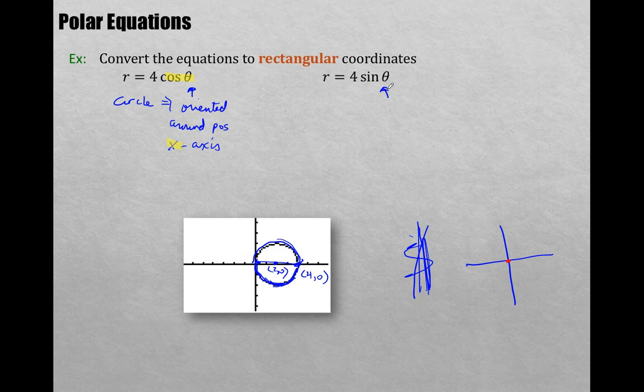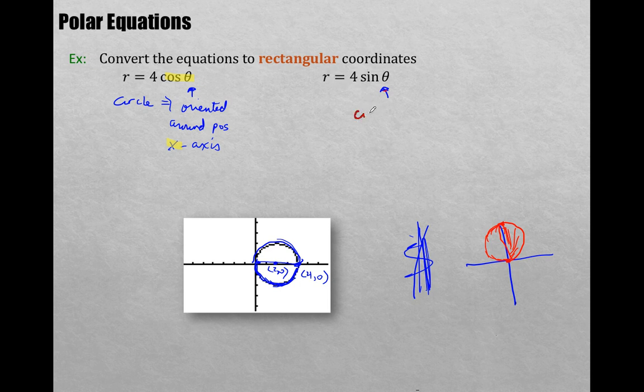What is sine of pi over 2? 1 times 4 is going to be 4. So you're going to rotate around, and your radius is going to go from 0, and it's going to grow, grow, grow, grow until it's a length of 4. And then it's going to come around. Then the radius is going to get smaller and smaller and smaller. Notice that r is equal to a constant.